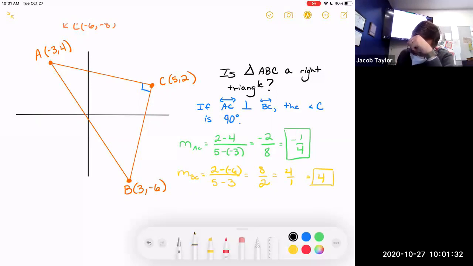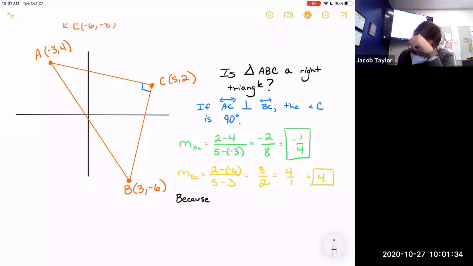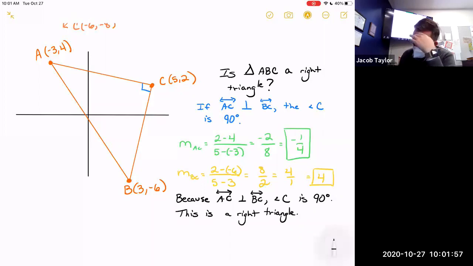So because AC is perpendicular to BC, angle C is 90 degrees. This is a right triangle. What a relief.